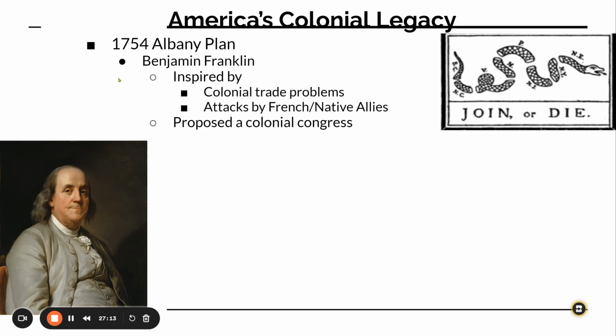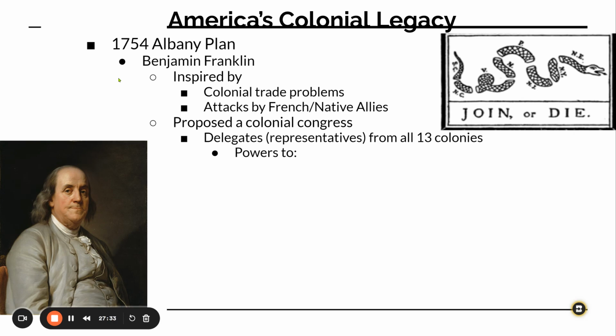And so Ben Franklin proposed a colonial Congress, and Congress here means the same thing that our Congress means. You're going to have representatives, they were called delegates at the time, from all of the colonies, meet in a place to make laws and decide policies.